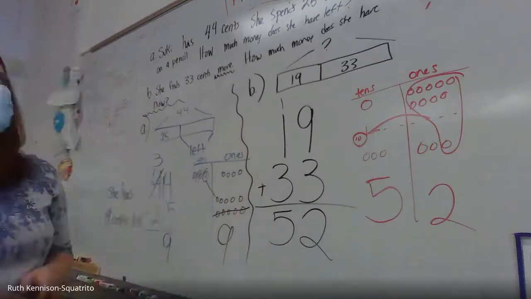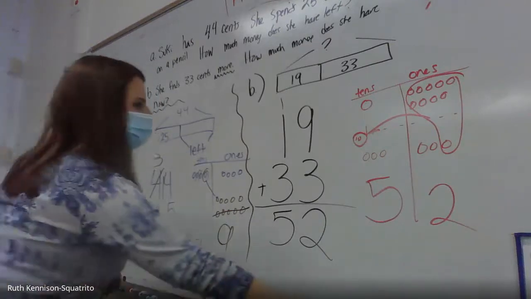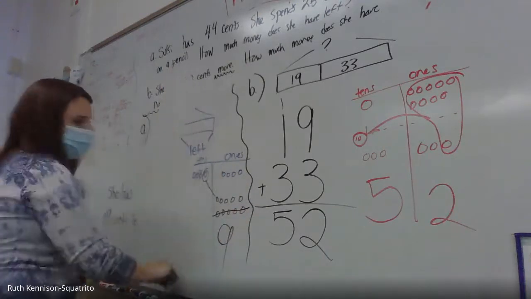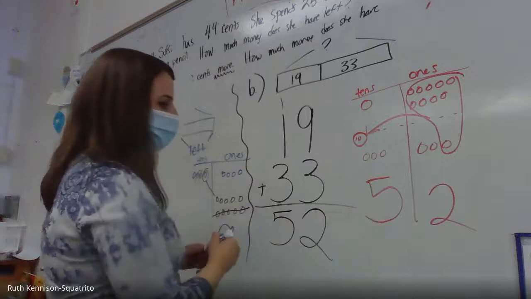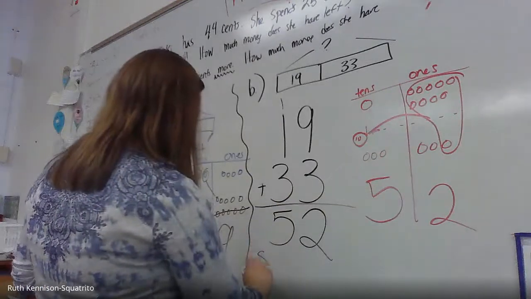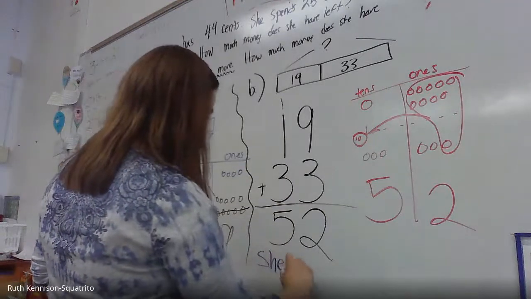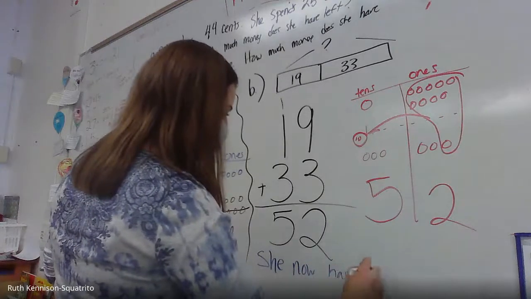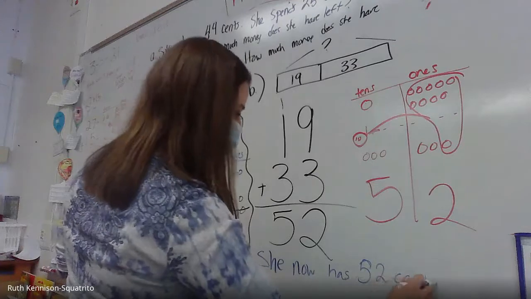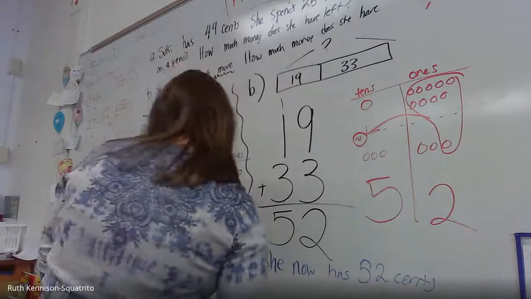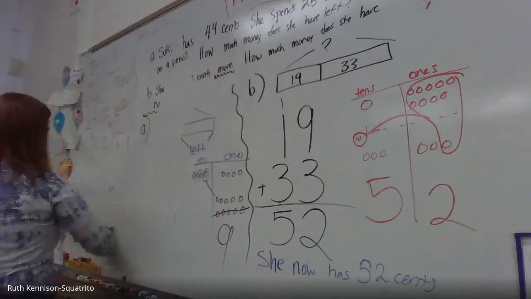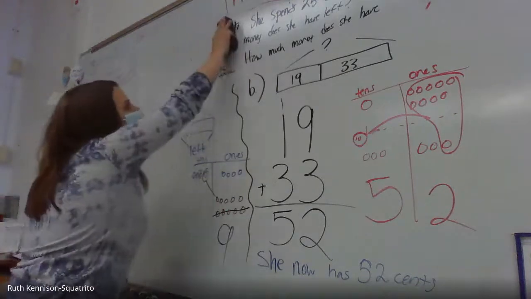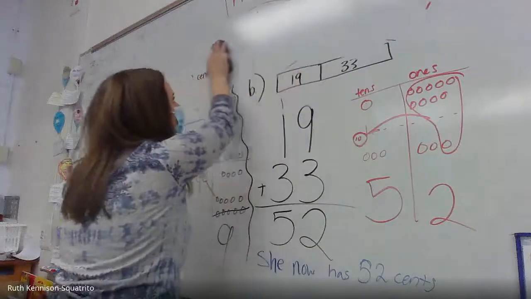Okay, so now we're going to do another kind of complicated word problem. Oh, we wouldn't be done with this one technically until we say she now has 52 cents, and then we would be done. Technically, we answer word problems with words in order to have the full correct answer there.